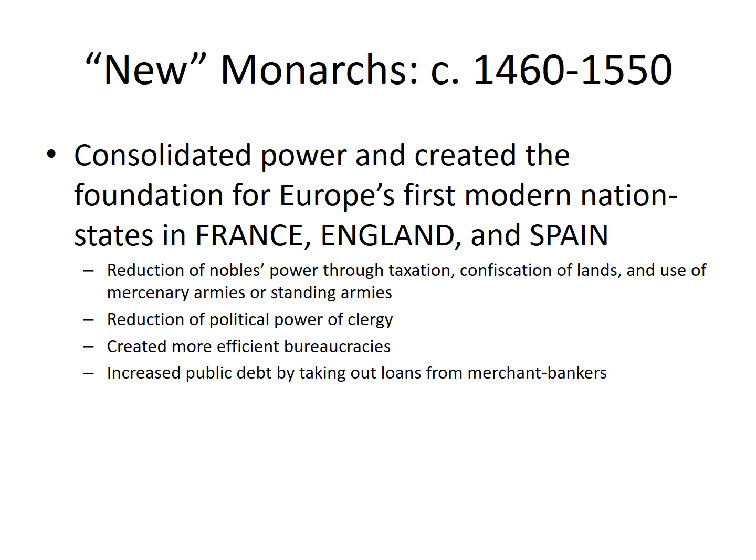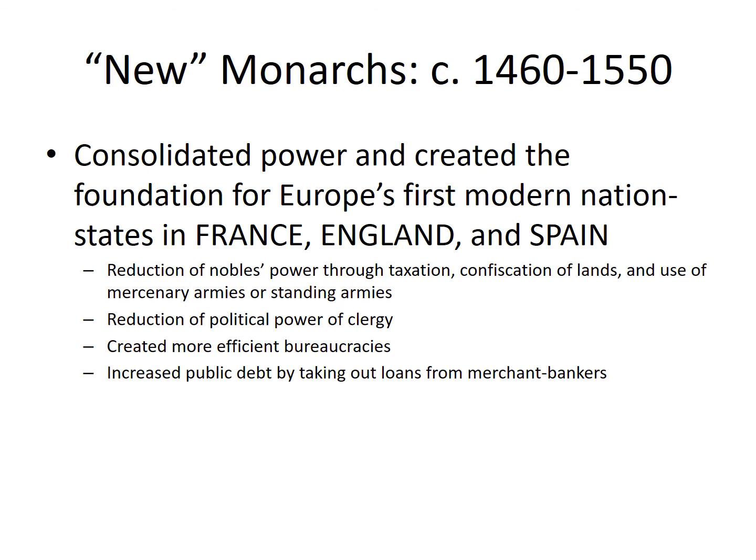The keys to new monarchs' power was that they had to reduce the power of the nobles through taxation, through confiscation of lands, and the use of sometimes mercenary armies, but the ideal is to have their own standing armies that they pay for rather than depending on the nobles to provide those forces. They also need to reduce the political power of the clergy in their realms, whether that be by converting to Protestantism or at least just making the Catholic clergy kowtow to royal power. That's what will happen in France with Louis XI, the Spider King.